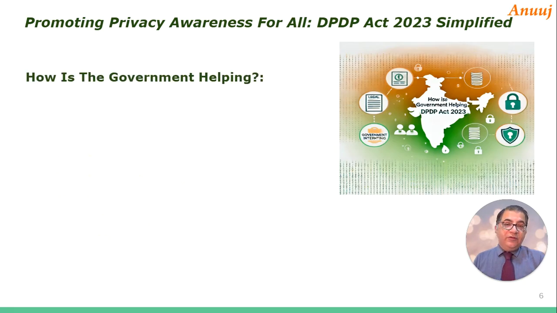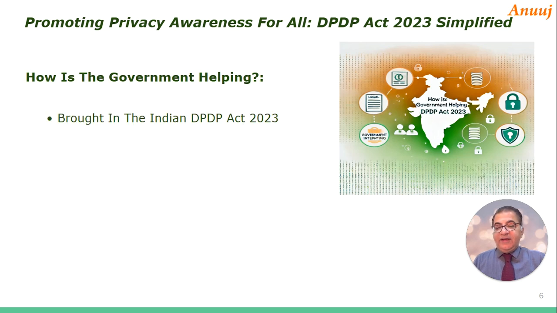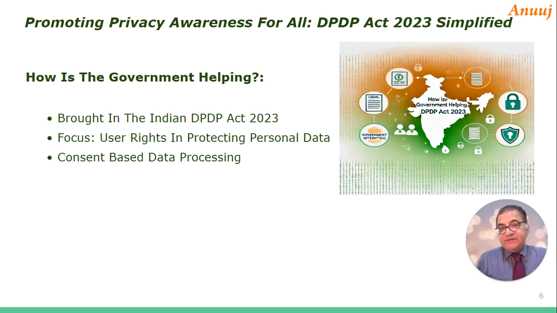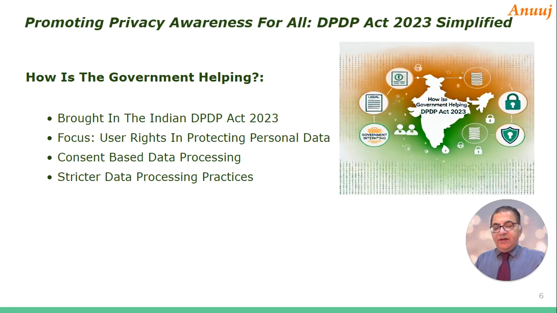So how is the Government of India helping us ensure that our data is kept private? The Government of India has brought in the Indian DPDP Act 2023, which focuses on our rights towards the processing of our personal data. The processing is consent based, so whenever you are sharing your data with someone, as I said initially, what's the purpose? And my choice, my decision. When it comes to my choice and my decision, you are actually taking my consent on whether and what I am sharing with you. It helps build stricter data processing practices.